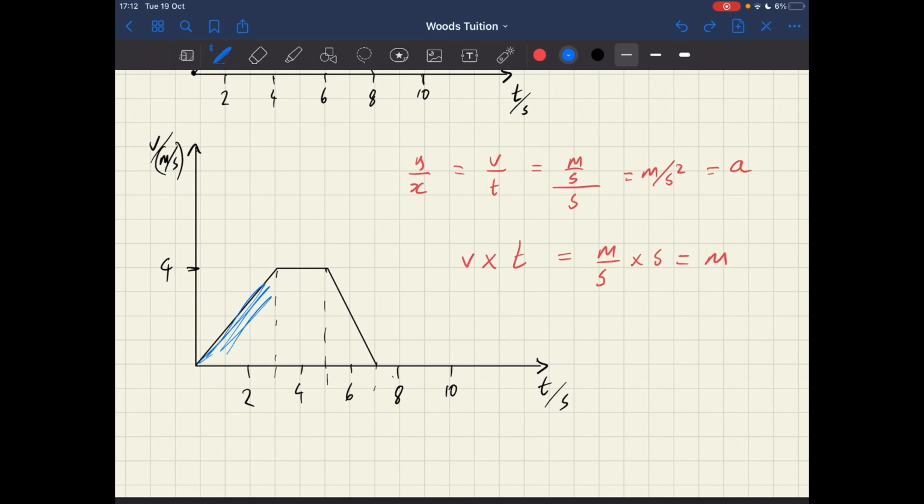So for this graph here, we would find the area of this triangle, which would be a half times the length, which is 3, times the height, which is 4. So that's going to be 6. And then for this part of the graph, we would have just 2 times 4, so that would be 8. And then for this part of the graph, we would have half the height, which is 4, so 2 times 2, so that would be 4. So we've got a 4, 6, and 8. So the total displacement would be 18 meters.